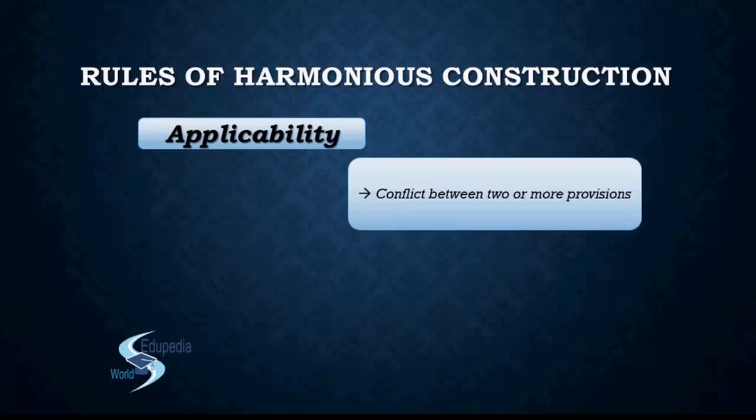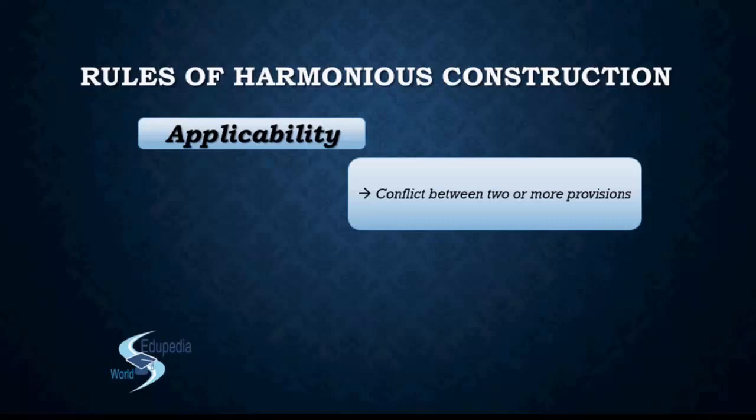If there is a conflict between two or more provisions of the act, then you will have to find a midway out that will fulfill the needs and requirements of both the provisions at the same time. That is the one particular action you take to fulfill the needs of both provisions. And that conflict must be real and apparent. That means when you read the text, you understand that yes, the conflict is apparent.